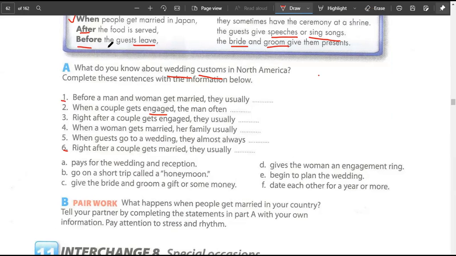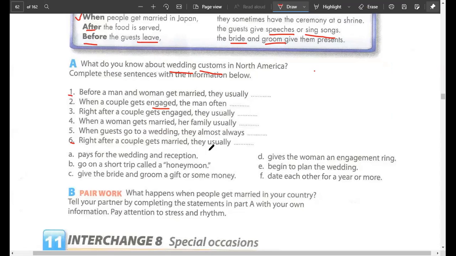A. Pays for the wedding and reception. B. Take a short trip, a honeymoon. C. Give the bride and groom a gift. D. Give the bride and groom a gift. E. Begin to plan the wedding. F. Date for a year or more.